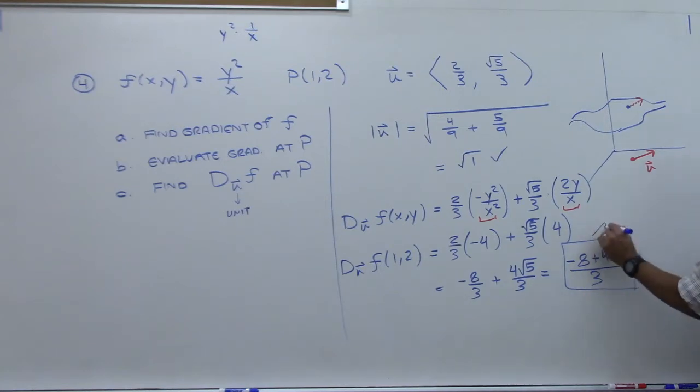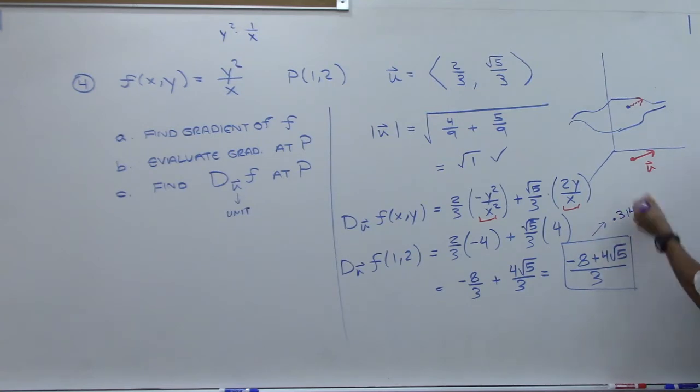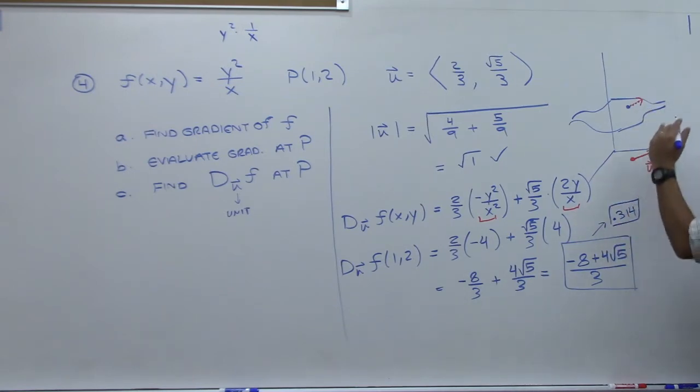This is 0.314 approximately, okay? So that means that if I were to be up on that surface, pointing out in the direction of u, I would actually be going up, and this would be the slope, right? Up because it's positive. And I'd be going up, you know, my rise over run is 0.314. So it's not real steep, but I am going up.